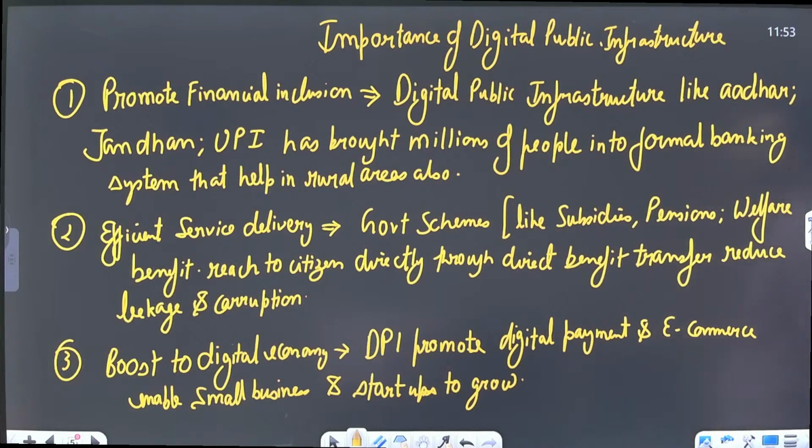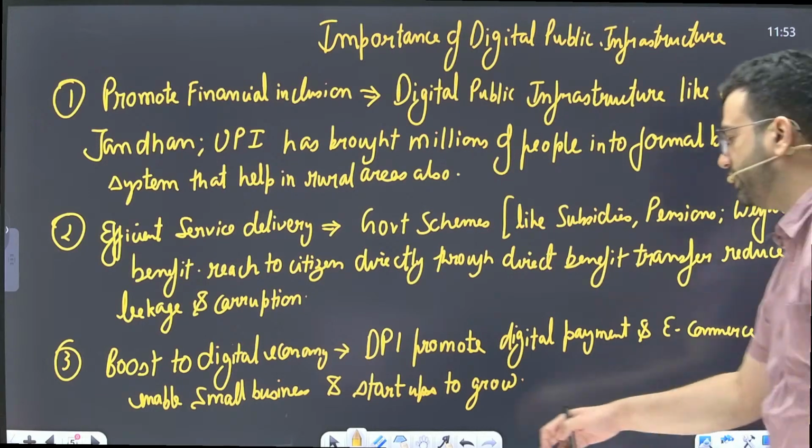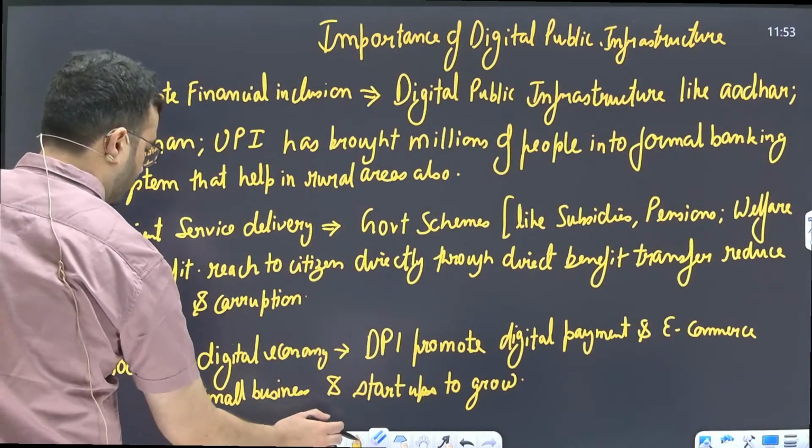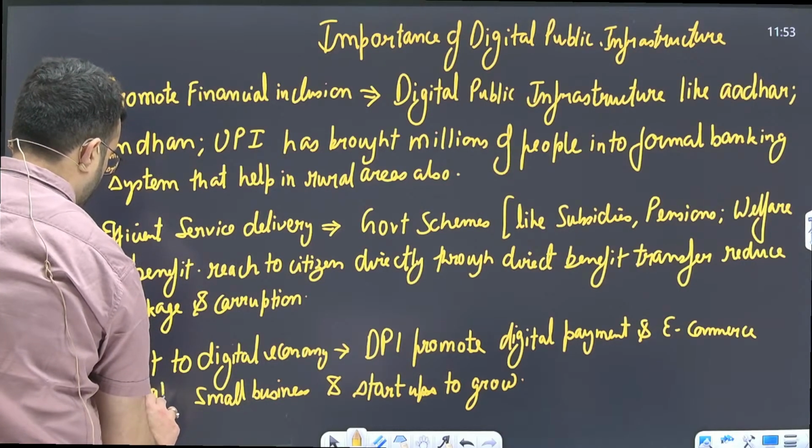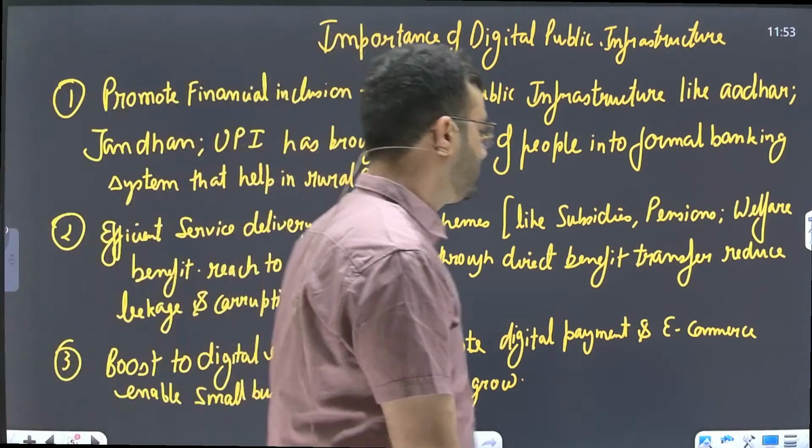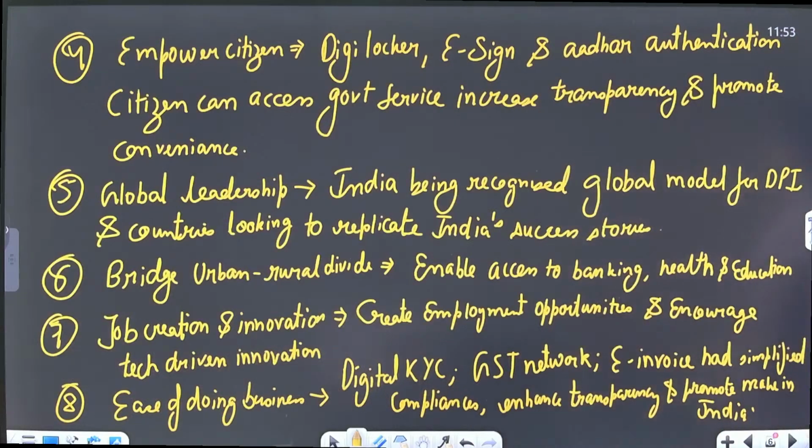Let's discuss them. First of all, promote financial inclusion. Digital public infrastructure like Aadhaar, Jan Dhan, UPI has brought millions of people into formal banking that helps in rural areas also. Second, efficient service delivery. Government schemes like subsidies, pension, welfare benefit reach citizens directly through direct benefit transfer, reducing leakage and corruption. Third, boost to digital economy. Digital public infrastructure promotes digital payment and e-commerce. Enable small business and startups to grow.